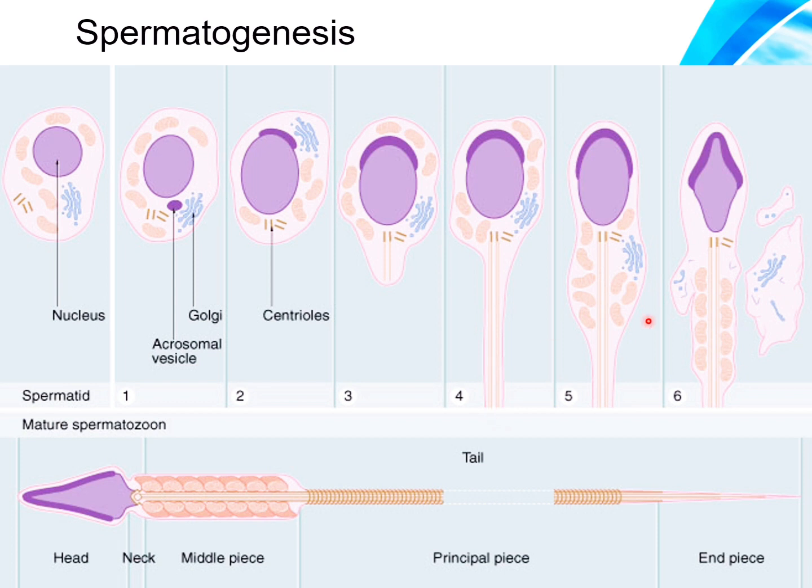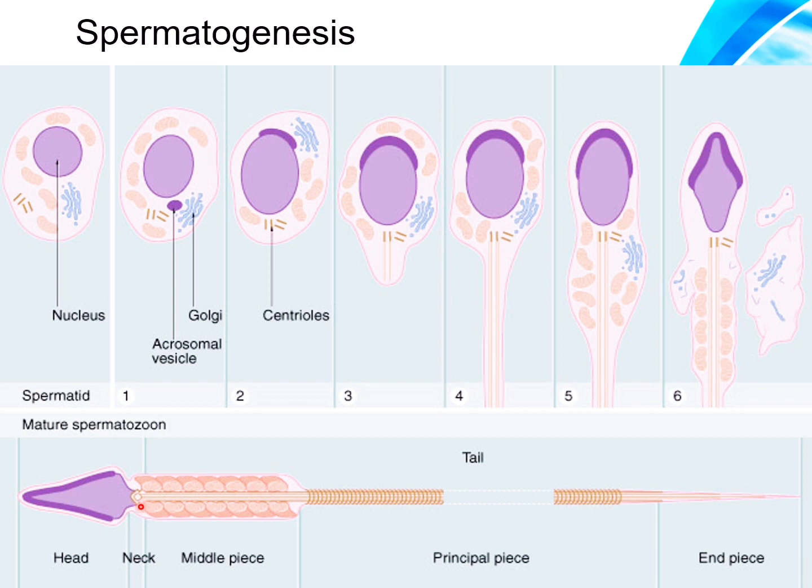After this phase, the last phase occurs, which is the maturation phase. In this maturation phase, the extra cytoplasm is extruded out of the body as the residual body. The centriole completely forms the flagellum, and the centrioles, which are now near the nucleus, form the connecting piece. The axoneme is formed, and the mitochondria arrange themselves spirally around the axoneme, forming the middle piece.